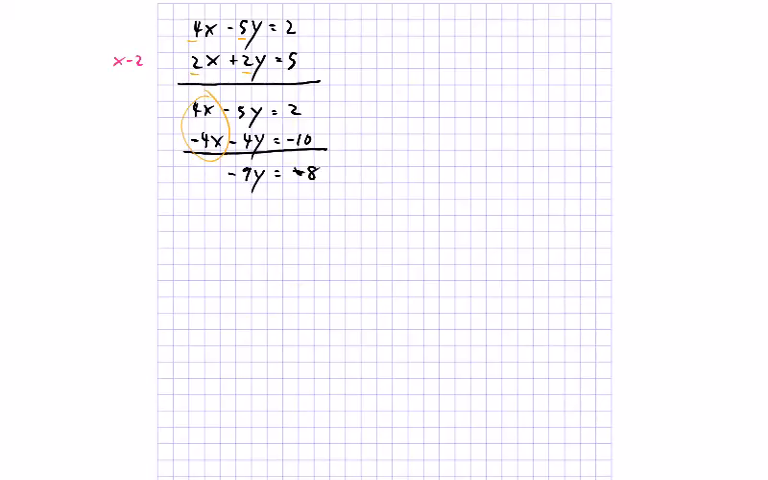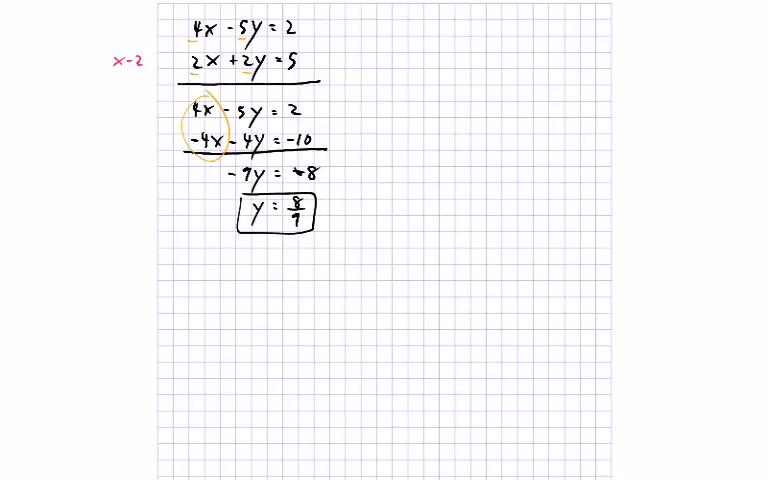So we end up with negative 9y is equal to the negative of 8. Clearly we can drop the negative signs and divide by 9, and we can get y is equal to 8/9. So we're halfway there. We still need to solve for x.